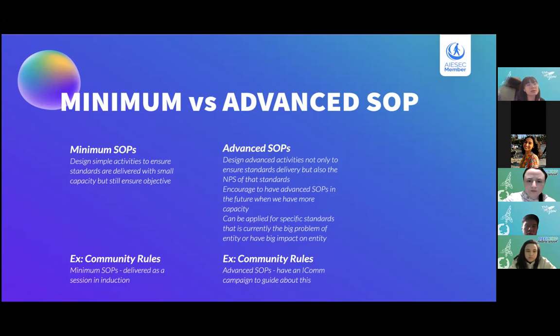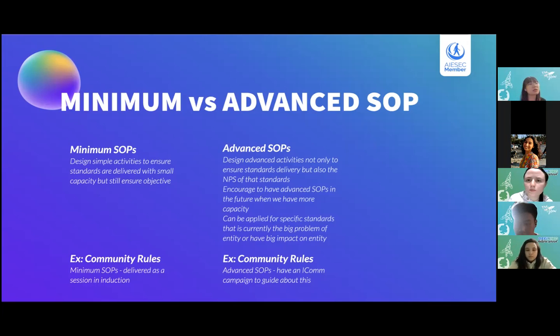However, at the same time, we understand that a lot of entities, and also in your context, don't always have the capacity to implement everything, and not all of the standards should be implemented in a very complicated way. So when you create the SOP to implement the standard, you can think about what simple activities ensure the standard is delivered with small capacity, but you can still ensure the objective. So when you do education for the team leader and especially the executive board, they will know the minimum of delivery when they are focusing on delivering a certain standard.